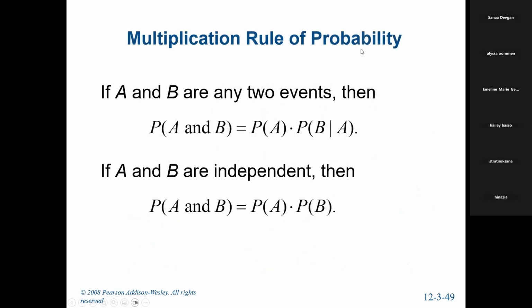Distribution rule of probability. If A and B are any two events, then P of A and B equals P of A times P of B given A. If A and B are independent, then P of A and B is equal to P of A times P of B.